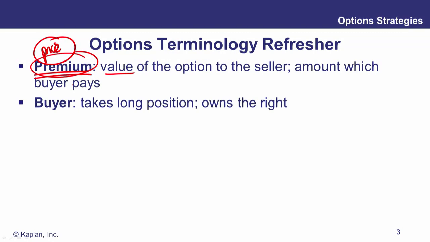Now, the buyer takes a long position in the option. They've got the right to exercise it. Don't forget, a call you'd exercise if prices go up. Buy here something worth more. A put you'd exercise if prices go down. Sell here something worth less.